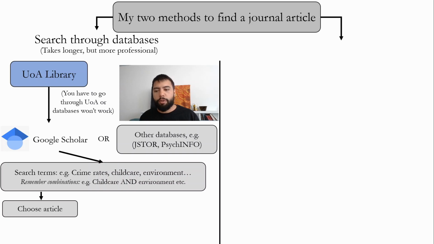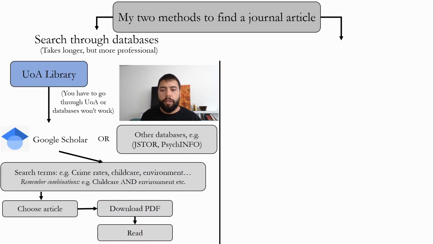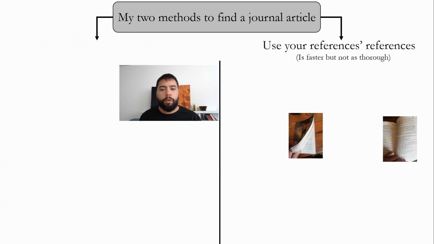And you need to look through those results and choose an article. Then you download the PDF. So it's always in a PDF file that you're looking for, and then you read it. Okay, so I'll give you an example of this later, but first of all, we'll look at this other alternative method over here, using your references.